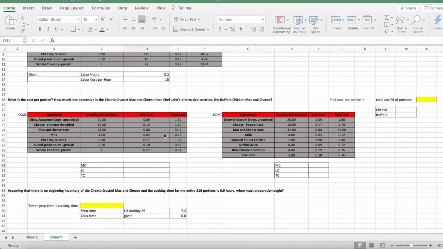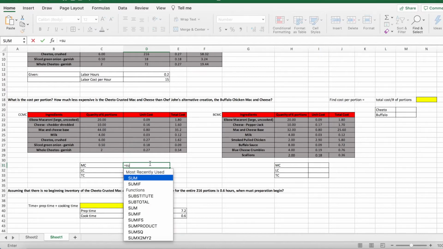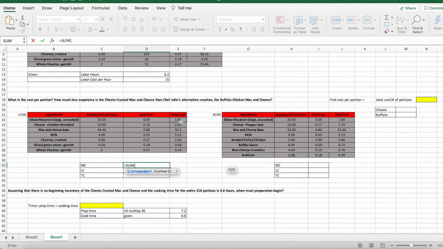So for the second calculation, the question is, what is the cost per portion? How much less expensive is the Cheeto crusted mac and cheese than Chef John's alternative creation, the buffalo chicken mac and cheese? So first we have to find the total cost for Cheeto crusted mac and cheese and then buffalo chicken mac and cheese. So to find this, we're going to first find the material cost, which is equal to the sum of all the total costs.